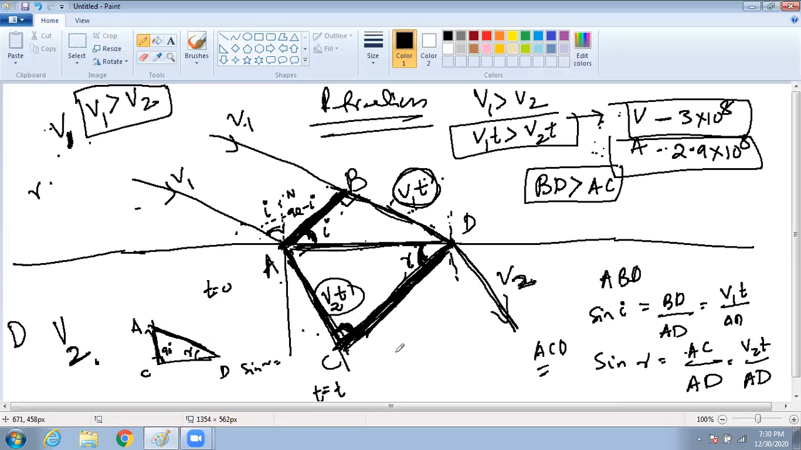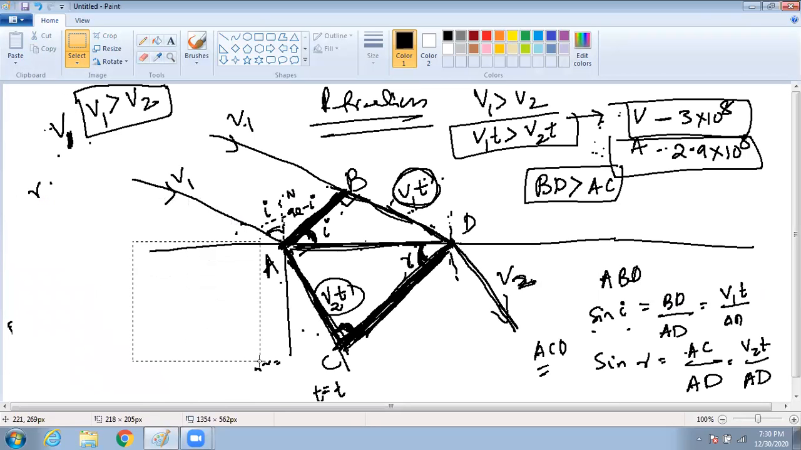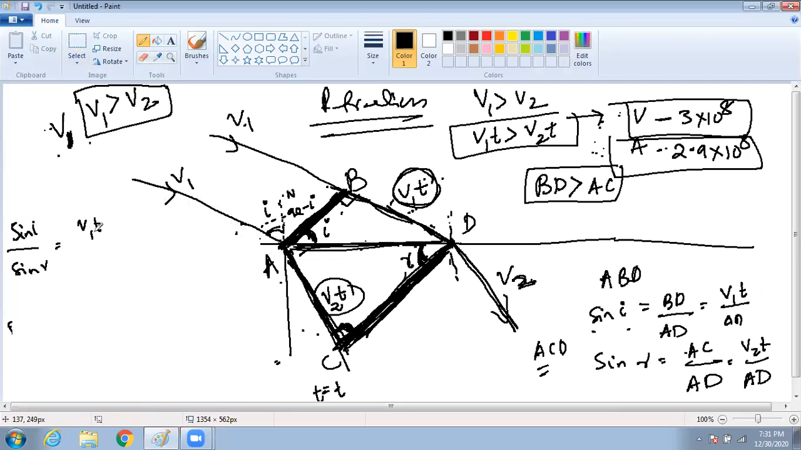Now, can we divide sin I by sin R? Can we do both the equations? So can I rub this? I will rub a part, otherwise you'll get confused. So sin I by sin R will be equal to V1T by AD divided by V2T by AD. Am I correct?